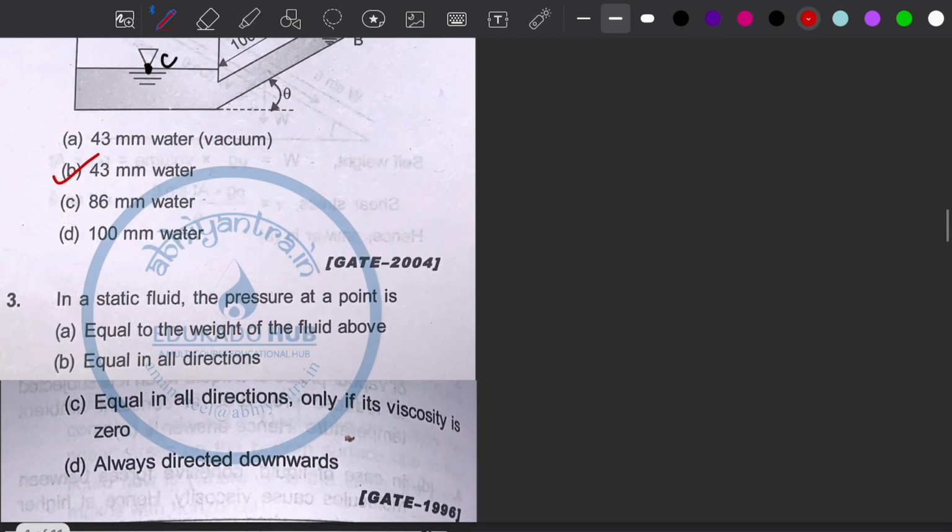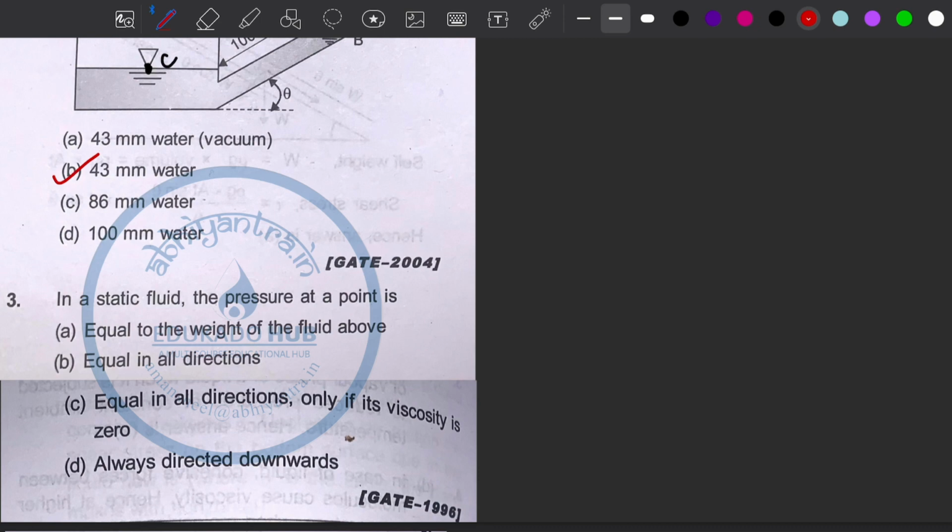Next is, in a static fluid, the pressure at a point is equal to the weight of fluid above, equal in all directions only if its viscosity is 0, always directed downwards. So the correct option is, in a static fluid, the pressure is the same at all points.